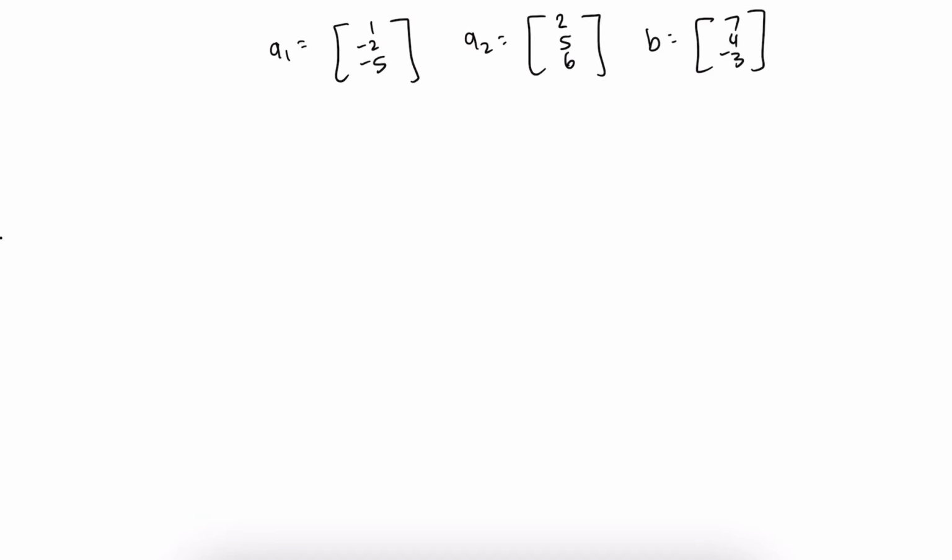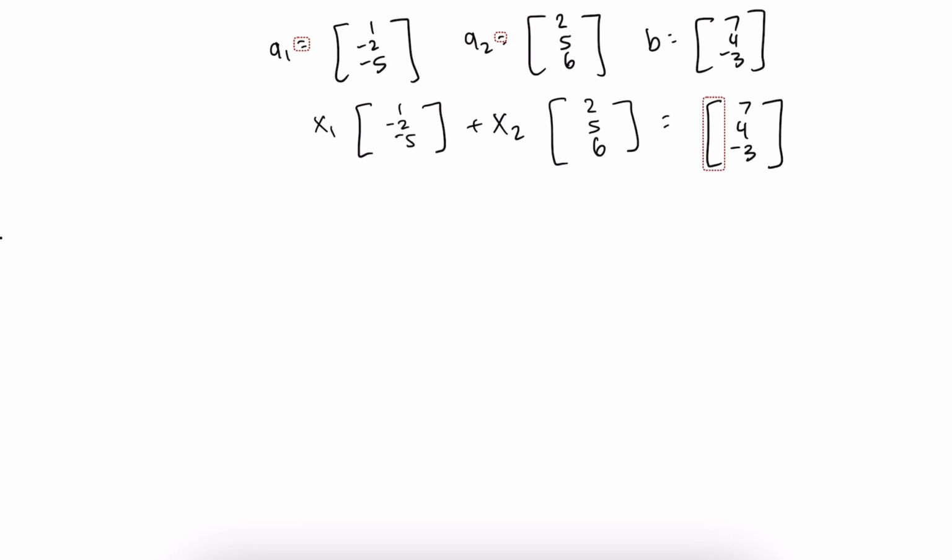Hey guys, welcome back to my channel, and today we're going to be seeing if b can be written as a linear combination of a1 and a2. So in other words, we're seeing if there will exist an x1, and then when we multiply it by a1, and also an x2, when we multiply it by a2, and when we add them together, can we get b?